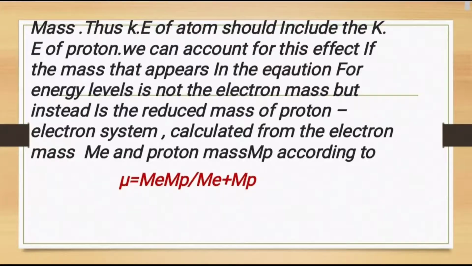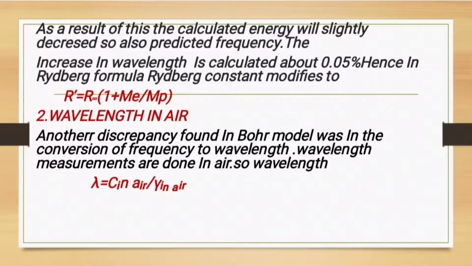Calculated from the electron mass mₑ and the proton mass mₚ according to μ = mₑmₚ/(mₑ + mₚ). As a result of this, the calculated energy will slightly decrease, and so will the predicted frequency. The increase in wavelength is calculated to be about 0.05%. Hence in the Rydberg formula, the Rydberg constant modifies to R′ = R∞ × 1/(1 + mₑ/mₚ).